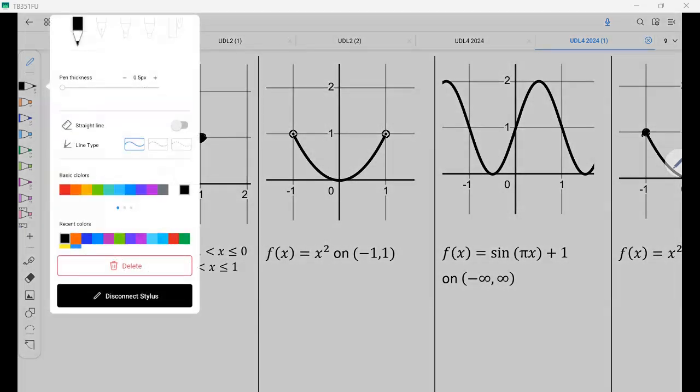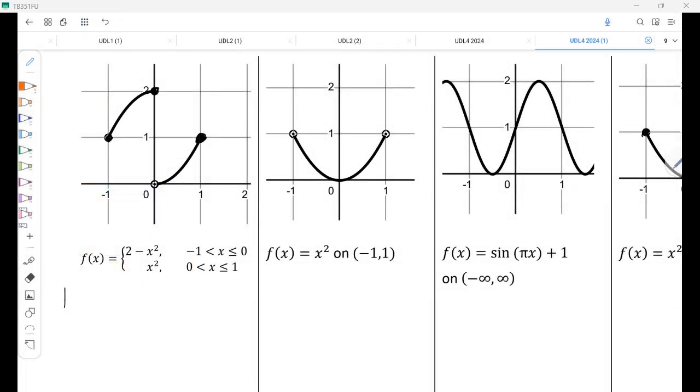So f of x has an absolute max of 2 at x equals 0. That's kind of going to be what we practice writing for these problems. Sometimes they ask for the value. Sometimes they ask for when or where it happens, what the x value is. So if you write both of them, you've covered all of your bases. So we have an absolute max of 2 at x equals 0.